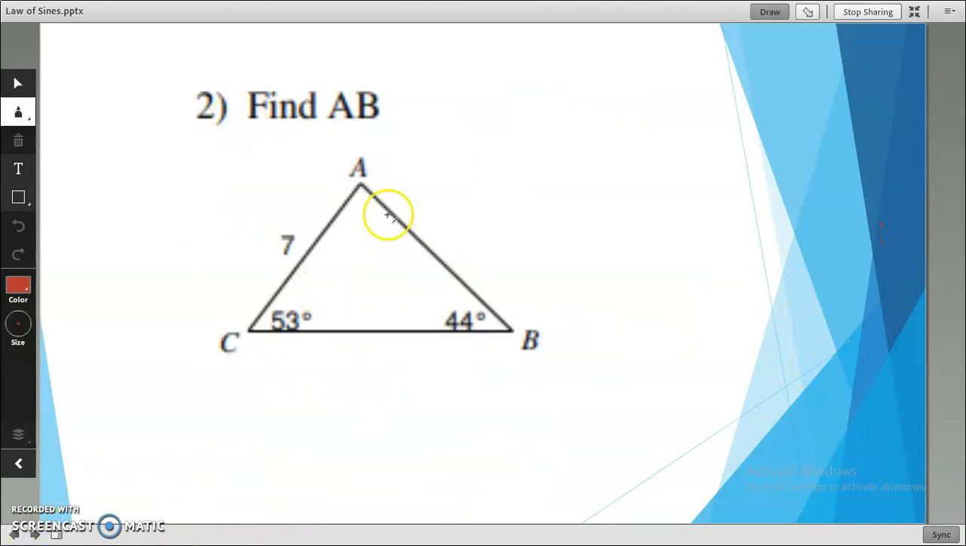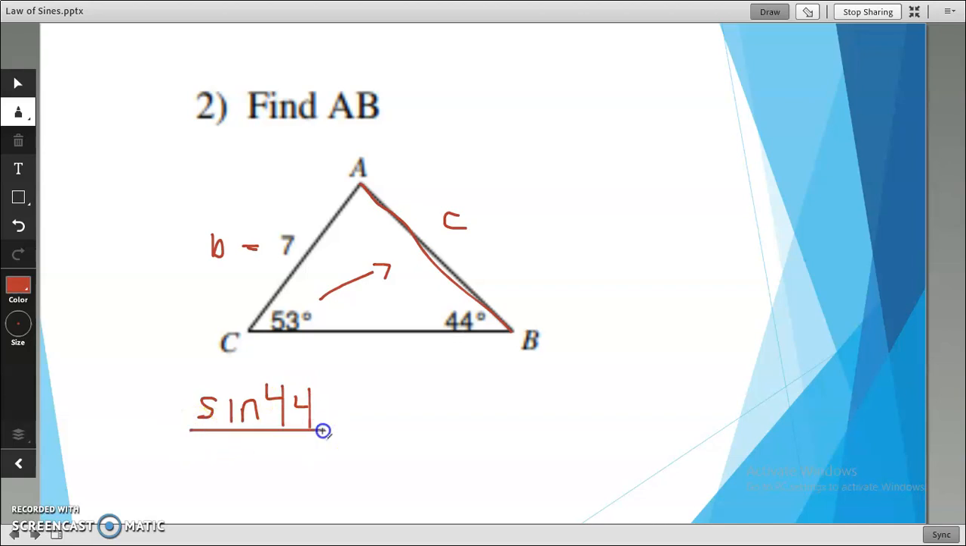All right, so now we're going to find side AB. Here's side AB, and it's directly across from C, so I'm going to call it side c. This time I don't need to find angle A. Why? Because I have side AC, which is really side b, and I have angle B, which is 44. So I have enough information. If I had to, I could though, right?